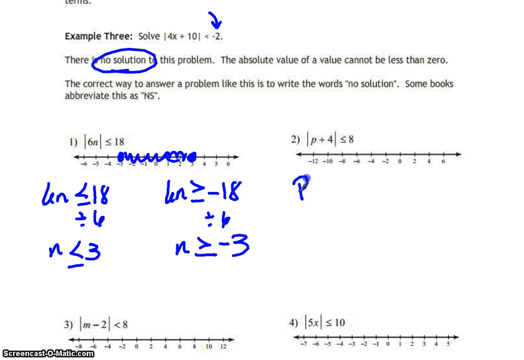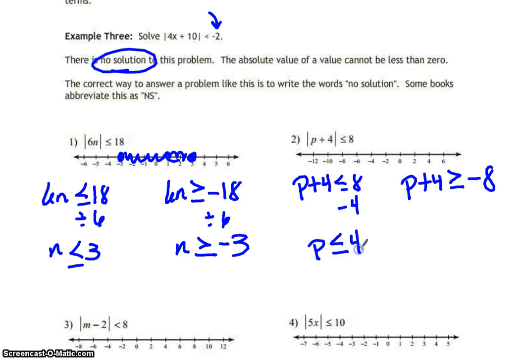For number 2, you're going to have p plus 4 is less than or equal to 8, and you're going to have p plus 4 is greater than or equal to negative 8. You're going to subtract your 4, and you get p is less than or equal to 4. You're going to subtract your 4, and you get p is greater than or equal to negative 12. So go to where p is 4, make a solid circle. Go to where p is negative 12, solid circle. From the 4, you're going to shade to the left. From the negative 12, you're going to shade to the right. So once again, it's the middle of the graph.